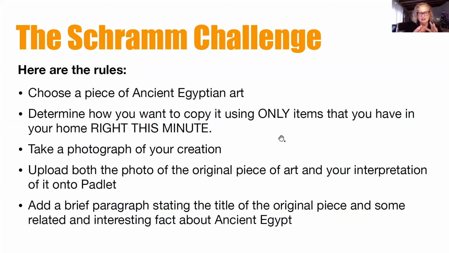This again is a shortened version, but you're going to be getting a link to the Smore that I just showed, and everything is spelled out there. Essentially, they need to choose a piece of ancient Egyptian art, determine how they wanted to copy it using only the items around the house, take a photograph, and then upload that photo to a Padlet, which we're going to look at in just a minute, and add a brief paragraph stating the title of the piece and an interesting fact about ancient Egypt. So let's go to the Padlet, to the next slide.